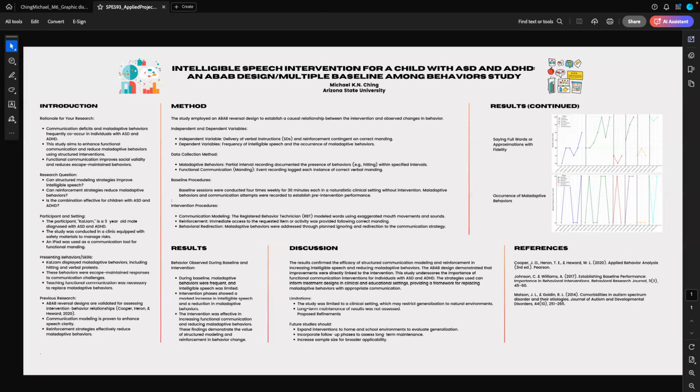This study followed an ABAB reversal design to establish a causal relationship, causation, not just correlation, between the intervention and the observed behavior changes. The procedures were divided into baseline and intervention phases. Baseline was conducted 4 times a week for 30 minutes each in a naturalistic setting. The data collection included partial interval recording, which involved documenting maladaptive behaviors, and the main part, which is the event recording, which is tracking correct manding attempts.